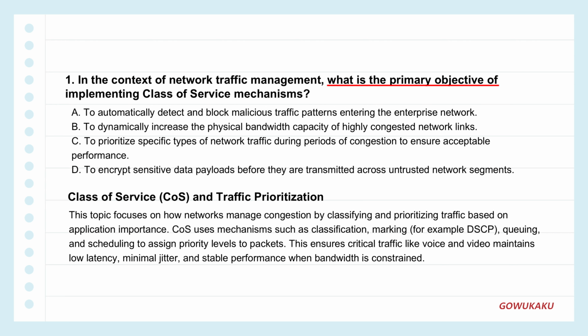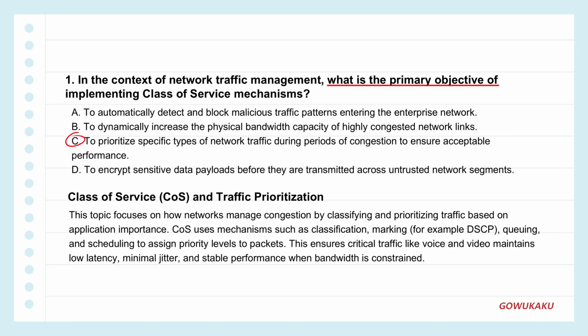To prioritize specific types of network traffic during periods of congestion to ensure acceptable performance. That's the one. So it's more like a VIP fast pass lane at a crowded theme park, right? Doesn't build new roller coasters. It just decides who gets to ride first when the lines get long. That is exactly it. And to take that VIP lane analogy even further, if the park is completely empty, everyone just walks right onto the ride. No line, no waiting. Right. COS only really kicks in when the park is at full capacity.